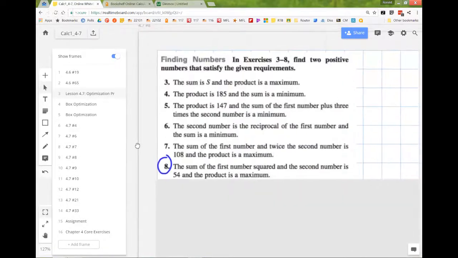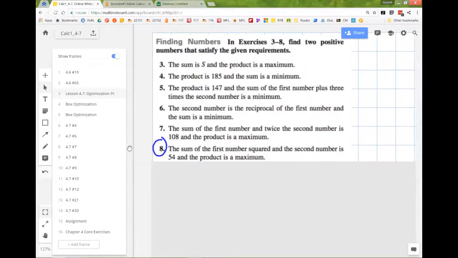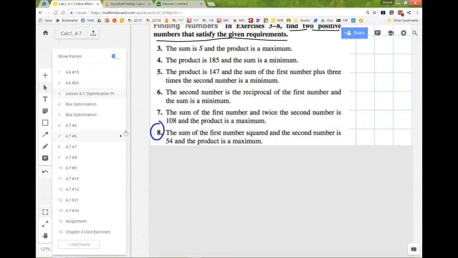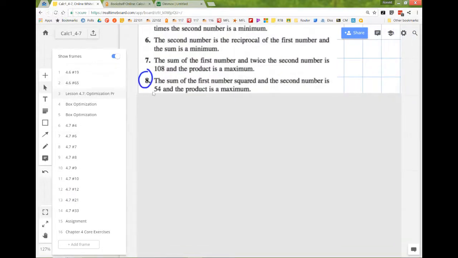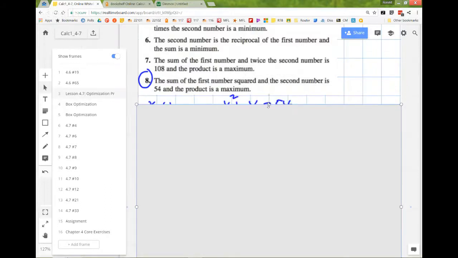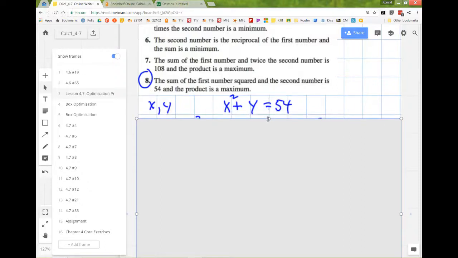Number 8. The sum, so again, we're still on this two. We've got to remember here the goal is find two positive numbers that satisfy the given requirements. All right. So number 8, the sum of the first number squared and the second number is 54, and their product is a maximum. So again, we'll start off with x and y. And when you add the square of the first number, x squared, plus the second number, y, you get 54.